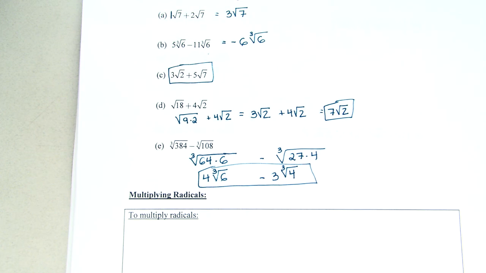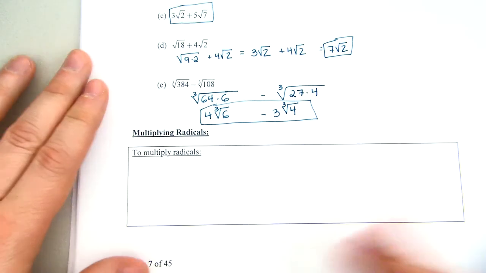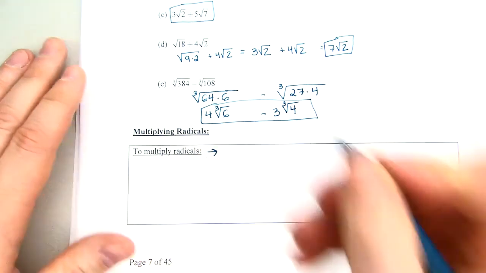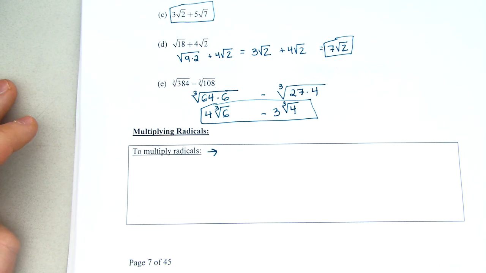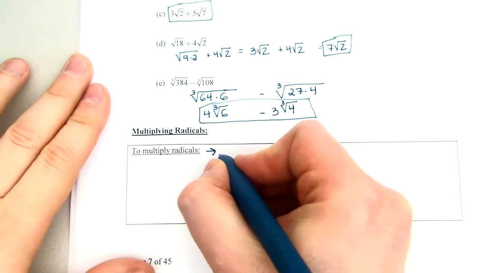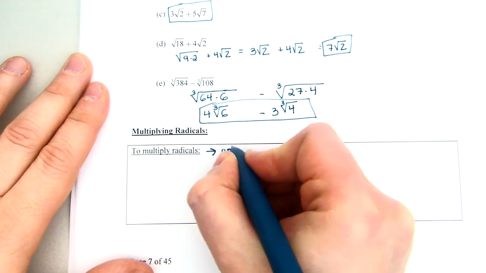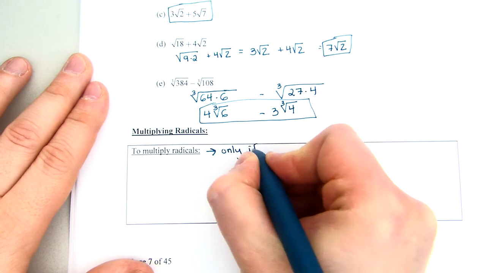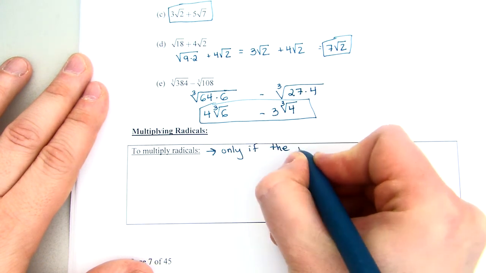Okay, so the multiplying gets a little bit more involved. Multiplying radicals. First of all, for right now, we're only going to look at multiplying roots of the same type. So only a square root times a square root, a fourth root times a fourth root. We will learn how to multiply a square root times a cube root, but not till like Friday, I think. So first of all, what I'm about to show you only works if the roots are the same type.